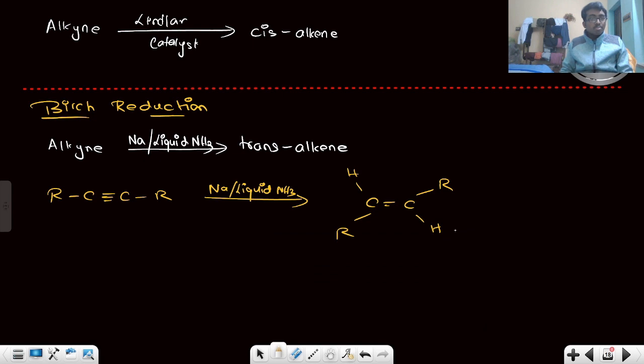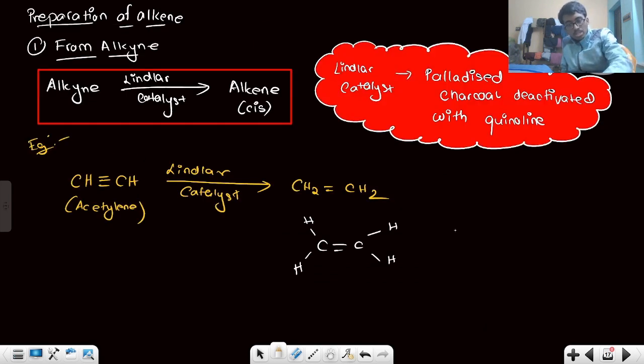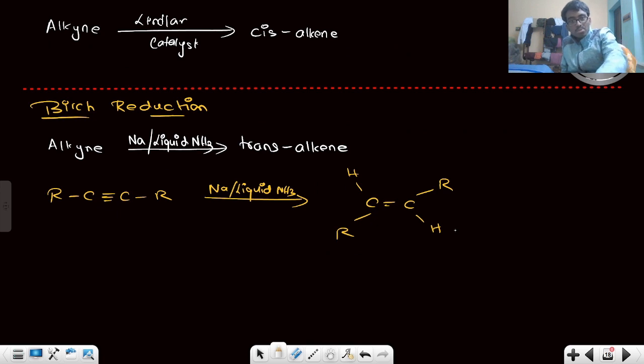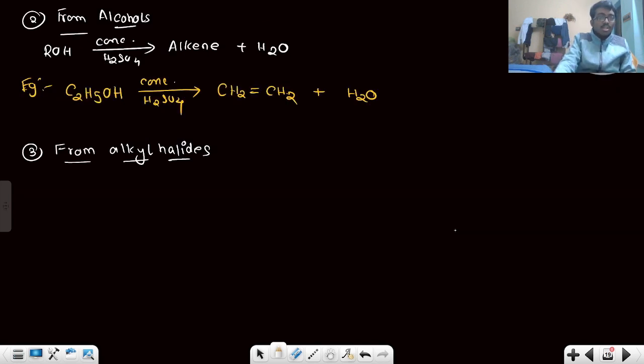Birch reduction. Clear? So Lindlar catalyst gives you cis alkene, Birch reduction gives you trans alkene. This question might be asked. A name reaction can be given, Birch reaction. So in that case, please remember the trans alkene and cis alkene. Done. Alcohol understood: if you conduct dehydration reaction of alcohol, then you will directly get an alkene.